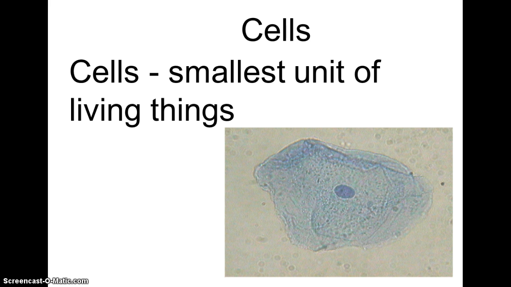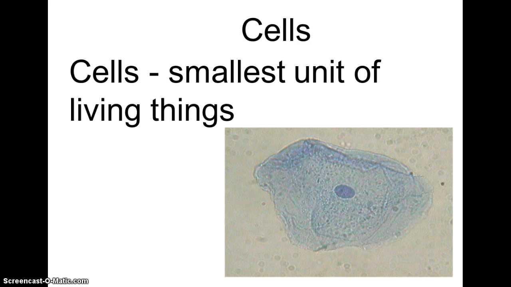Cells are the smallest unit of living things. You can't get smaller than a cell and be considered alive. They're the simplest thing that can carry on all six of those characteristics of life that we talked about with our ecology unit. They can reproduce, they can grow and develop, they can sense or respond to change, they can use energy, they can have DNA, and of course they're made of cells.